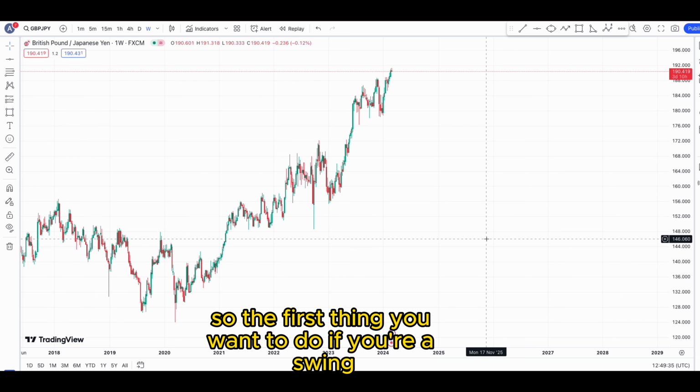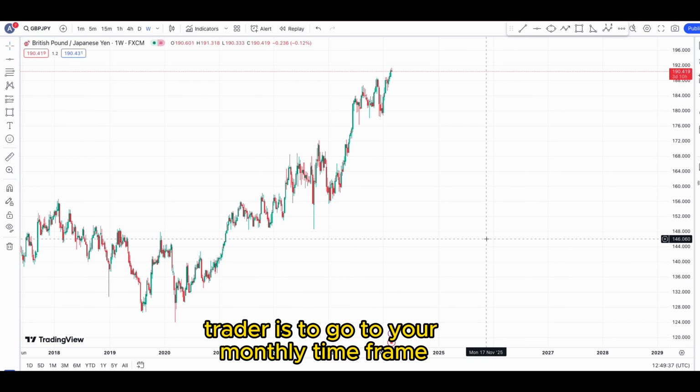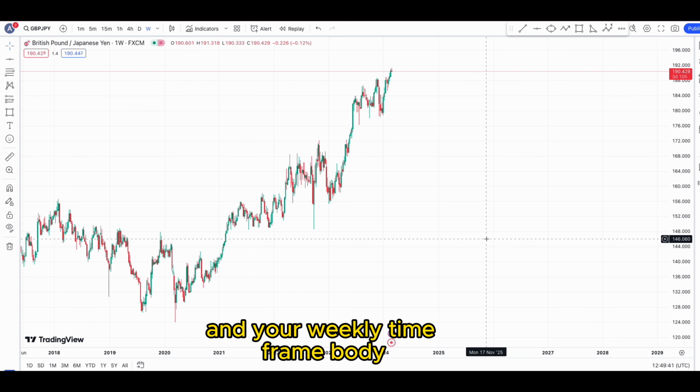So the first thing you want to do if you're a swing trader is to go to your monthly time frame to know the overall trend, and your weekly time frame. But if you're a day trader, you can just use the weekly. The daily is enough for you.